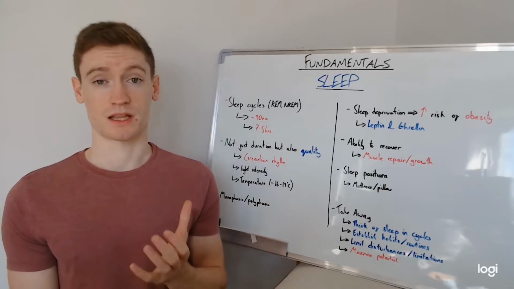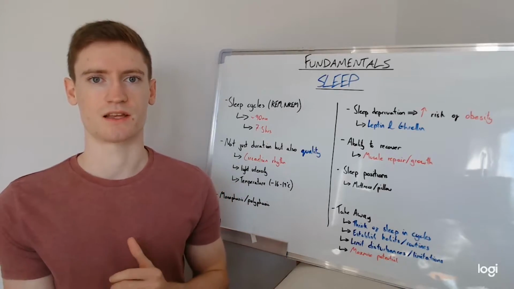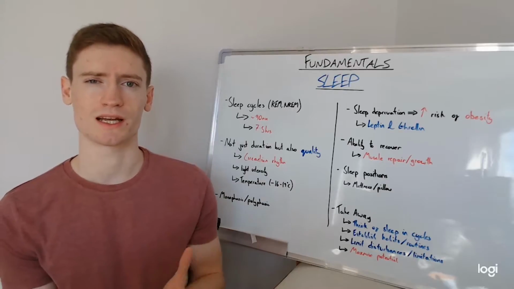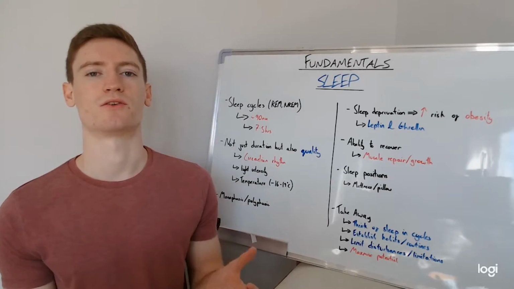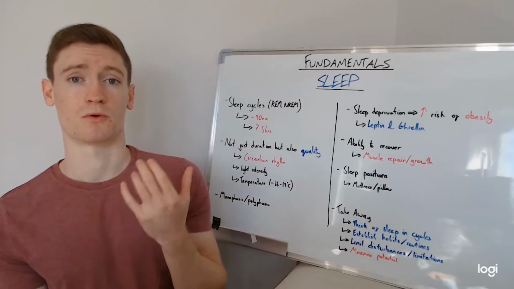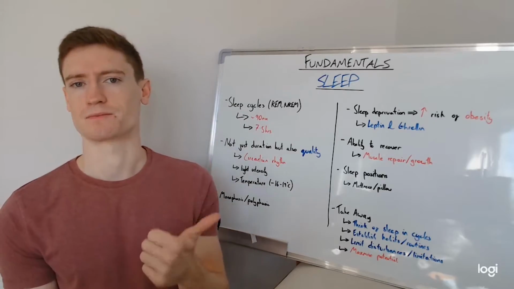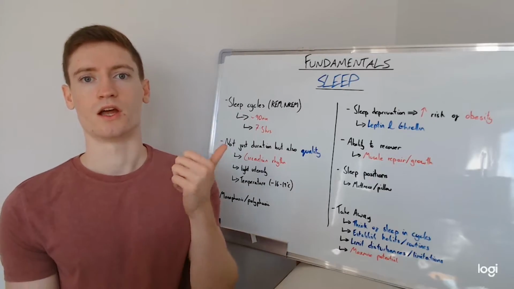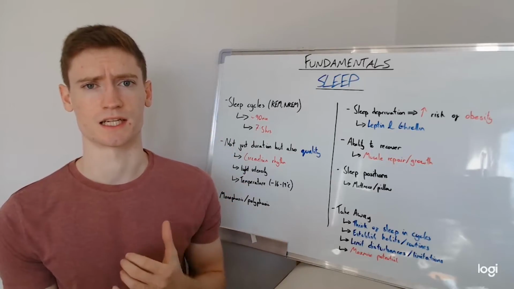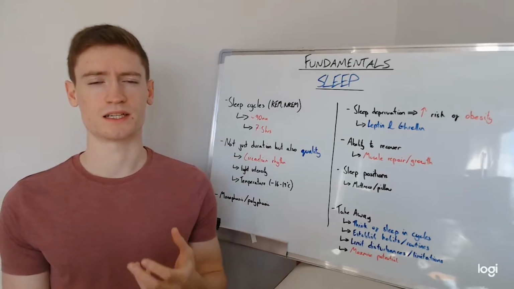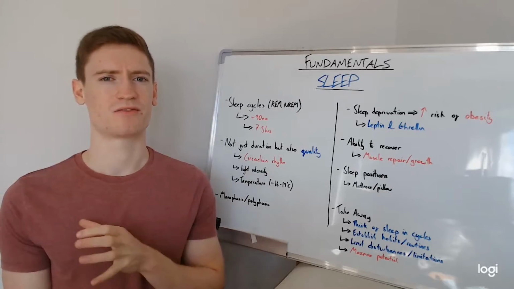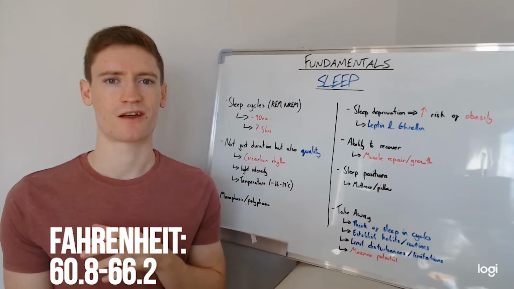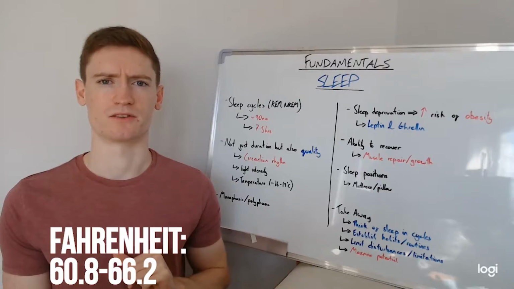Something that's blown up in the last couple of years is the information around things like blue light and light intensity, and how that can impact your ability to get into deep sleep, which is what we want in terms of maximizing muscle repair and growth, and also hormone regulation. Another huge part is temperature. Ballpark is around 16 to 19 degrees centigrade. Fahrenheit, I'll pop that down here as well.